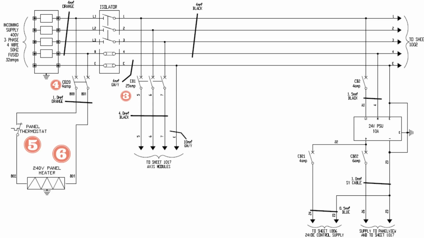The L1 cable coming from the CB20 feeds one side of the panel thermostat, which is designated number 5, and comes down to number 6, the panel heater. The neutral comes to the panel heater from cable 801, feeding one side of the panel heater. The other side of the thermostat feeds the other side of the panel heater through cable 802, feeding the panel heater at number 6, and cable 801 comes into the panel heater as well. That is the neutral, and the live entering the panel heater.